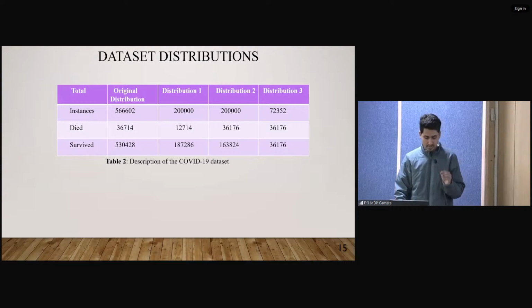For this experiment we have used three distributions: distribution 1, distribution 2, and distribution 3. Distribution 1 mirrors the baseline model distribution, and it contains 2 lakh samples from the 5 lakh original dataset, totaling died samples of 12,714 and survived samples of 187,286. For distribution 2, the died samples are 36,176 and survived are 163,824. Distribution 3 is a balanced distribution of 36,176 died and 36,176 survived. Distributions 2 and 3 are used for comparing our model.